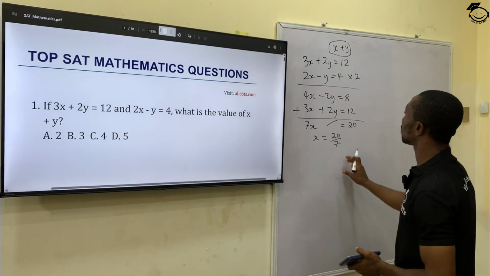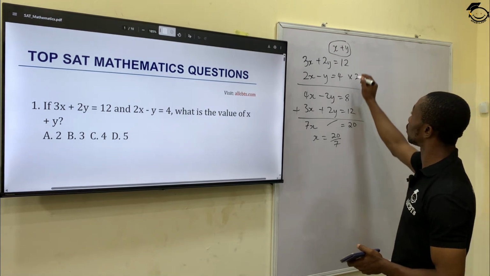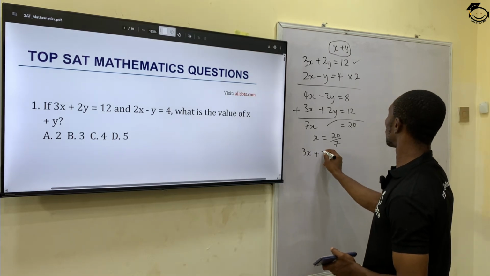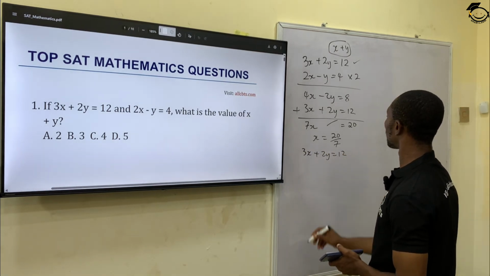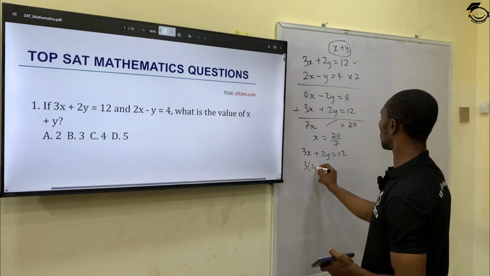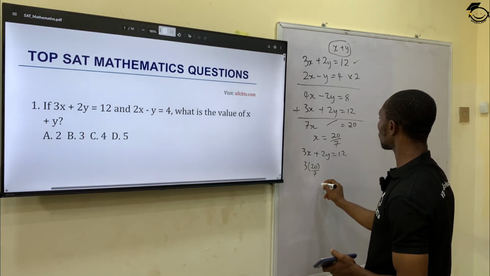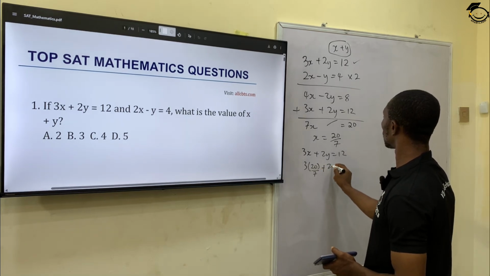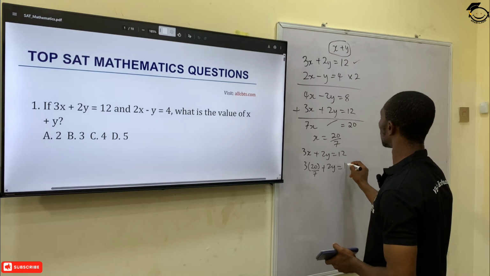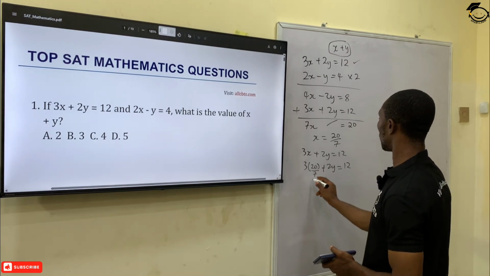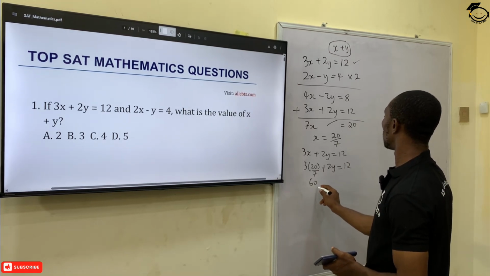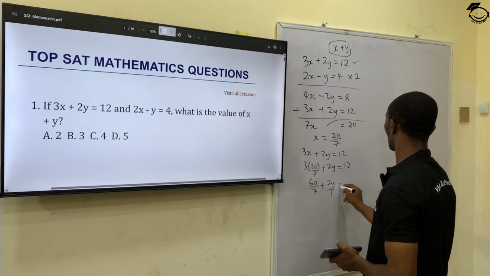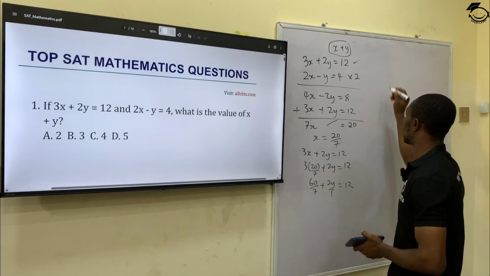Okay, now inputting the value of x, 20 over 7, into this equation, we have 3x plus 2y equals 12. So 3 times 20 over 7 plus 2y equals 12. Here it will become 60 over 7 plus 2y over 1 equals 12. So our LCM here will be 7.